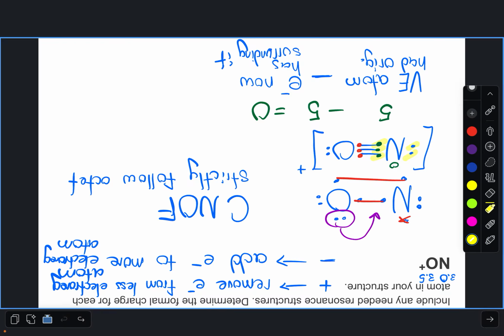Okay, so now looking at oxygens. Let me erase the little equation numbers that I used for nitrogen. Now looking at oxygen. Oxygen has 5 as well, right? 1, 2, 3, 4, 5. But it started with 6. So 6 minus 5, we would say that oxygen has a -1 formal charge. Oh, sorry, +1 formal charge.